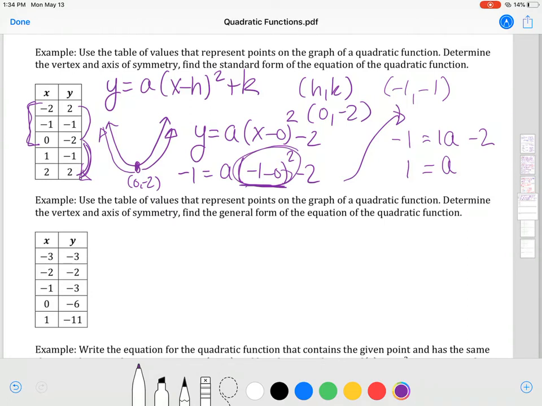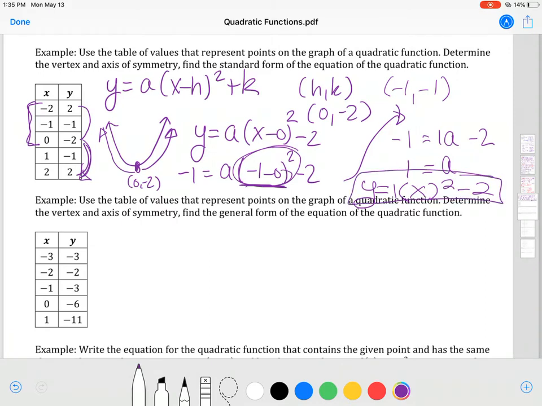So a is 1. So my final equation is going to be 1 in front with my a, and then x squared. And if you want to write in the minus 0, that's fine too. And then minus 2.